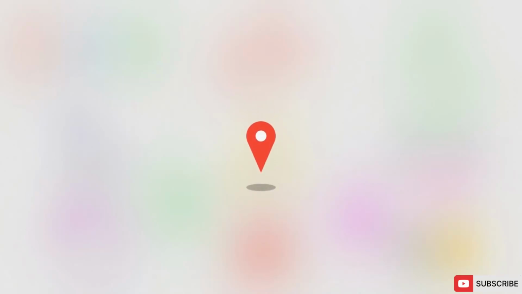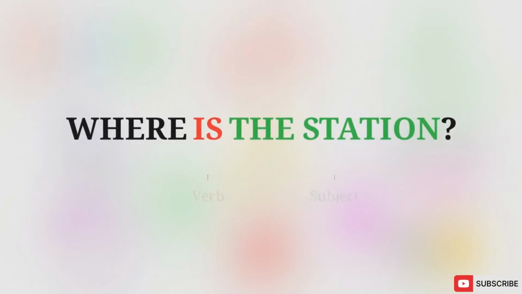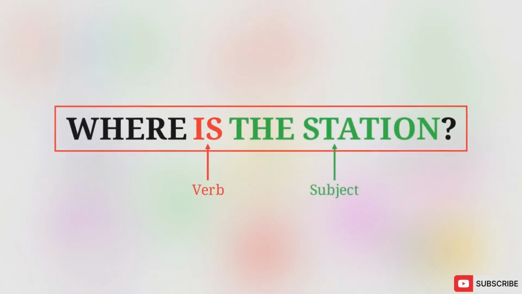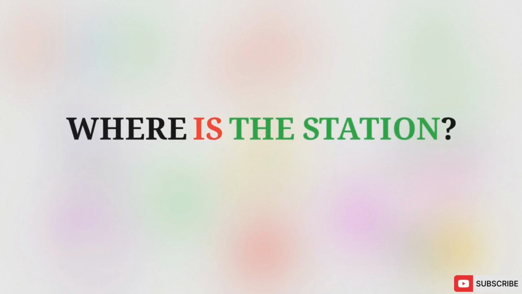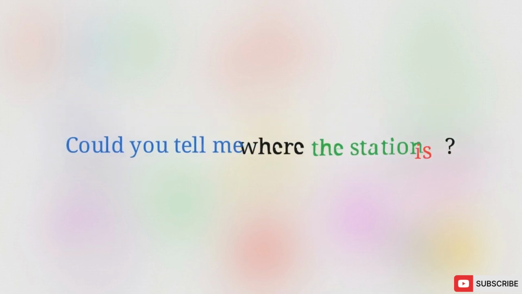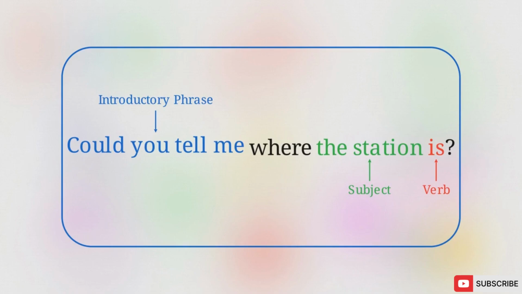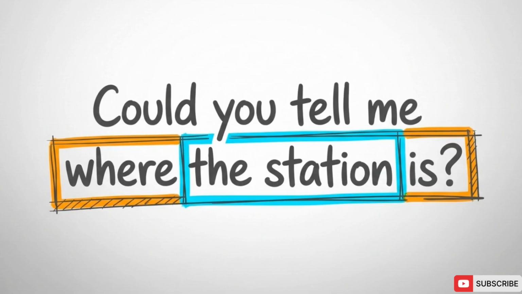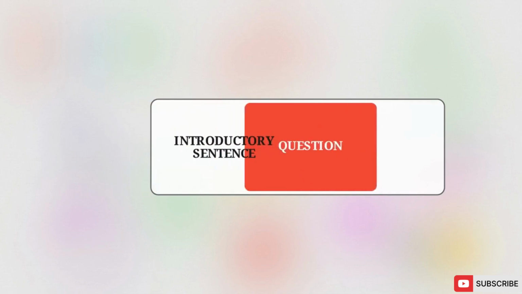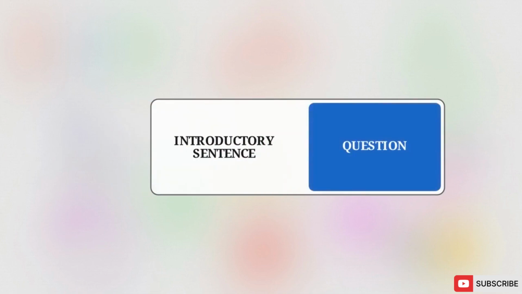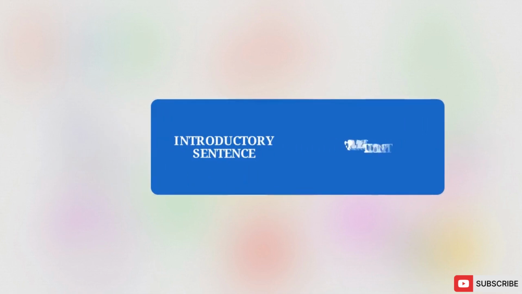Imagine you're lost. You could walk up to someone and demand, "Where is the station?" But that approach is abrasive. To soften the request, you might instead ask, "Could you tell me where the station is?" That softer version relies on an embedded question. When you embed a question inside a longer introductory sentence, it completely stops behaving like a question. It reverts to the word order of a normal statement.